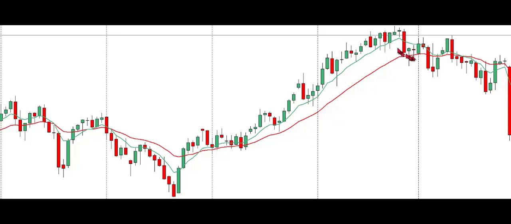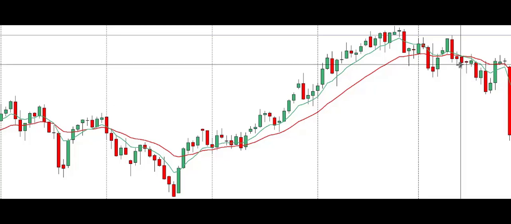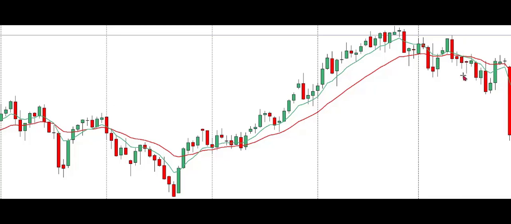When it does break below, you want to start watching it. And as price moved on, at the next crossover, you would have exited your trade. And that would be it.